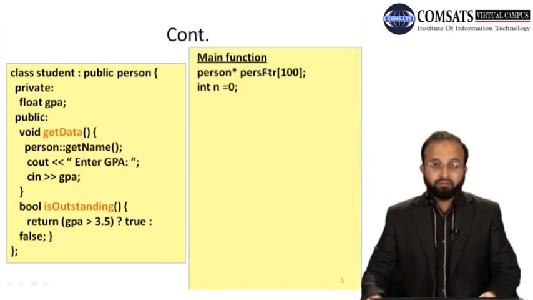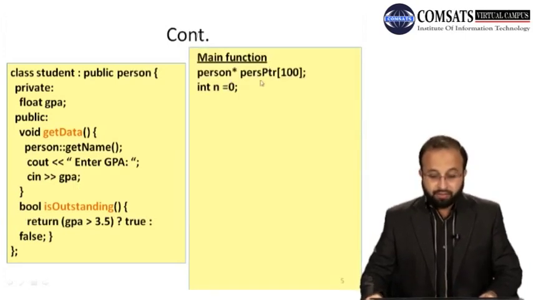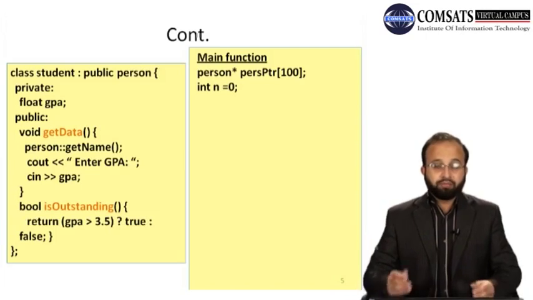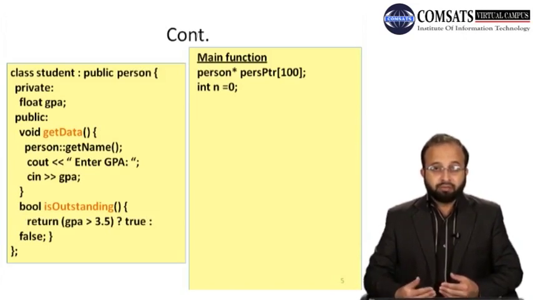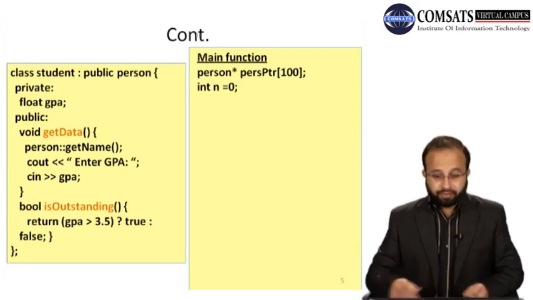Now this is the main function. In the main function, first of all we declared an array of pointers whose type is Person. That means this array of pointers, persptr, whose size is 100, contains the addresses of all the objects of the Person class. Okay. So whichever class you derive from the Person class, if you create an object of that derived class, that is also an object of a Person class, right?